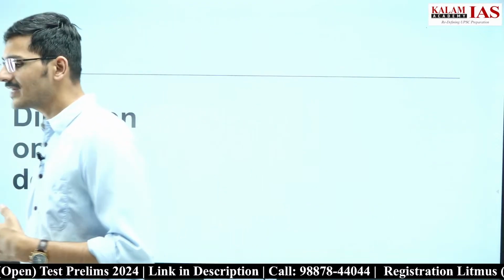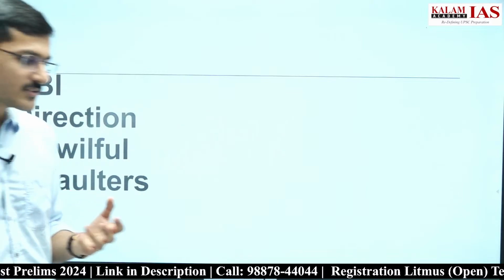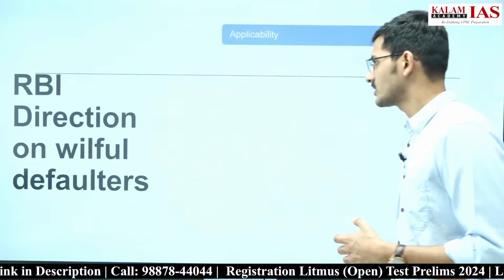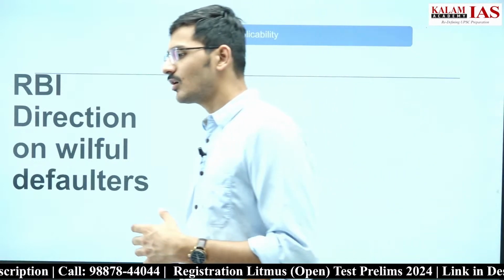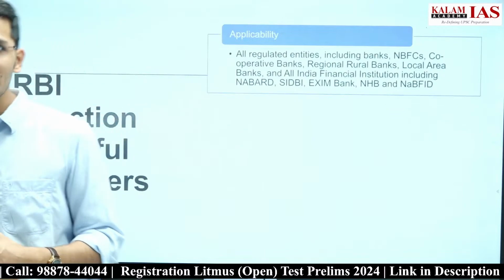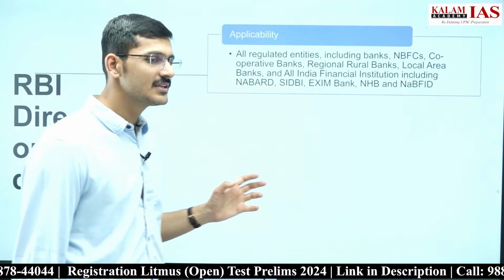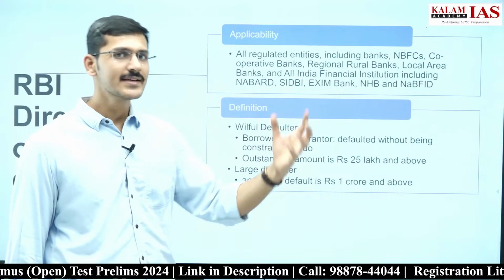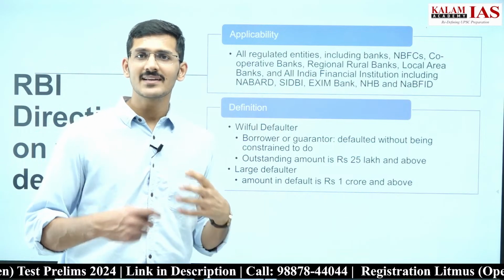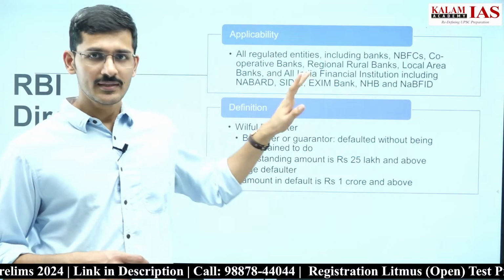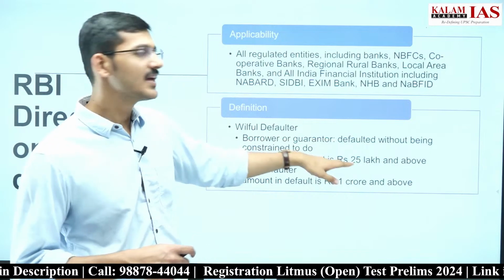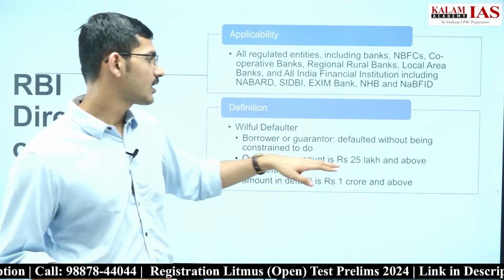Now RBI has issued certain new directions also. For example, RBI direction on willful defaulters. So what is the applicability of RBI's direction on willful defaulters? Who are willful defaulters? Willful defaulters are basically borrowers or guarantors. I can take money, or if I have guaranteed that this person will repay your money, then both of these persons will fall under the willful defaulter category if they have defaulted without being constrained to do so.